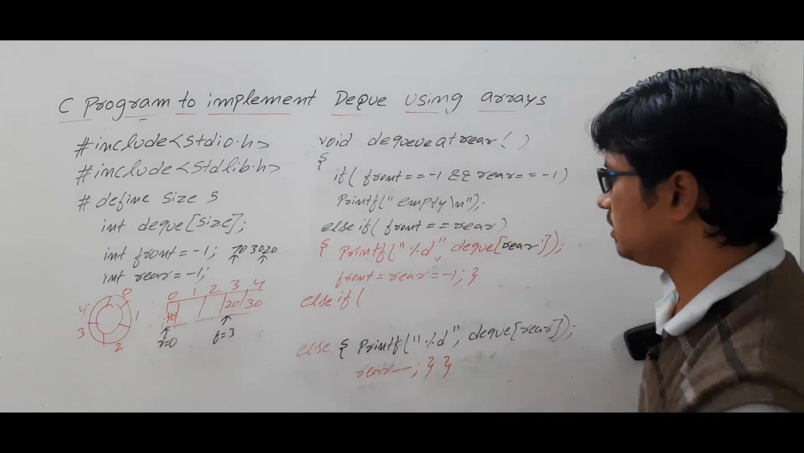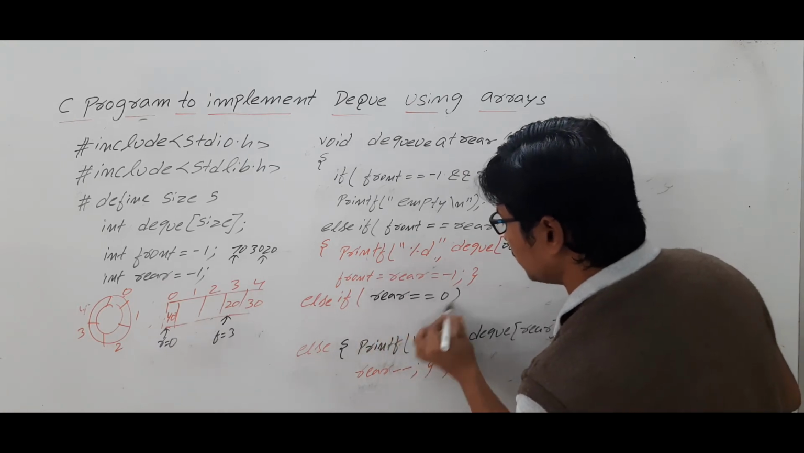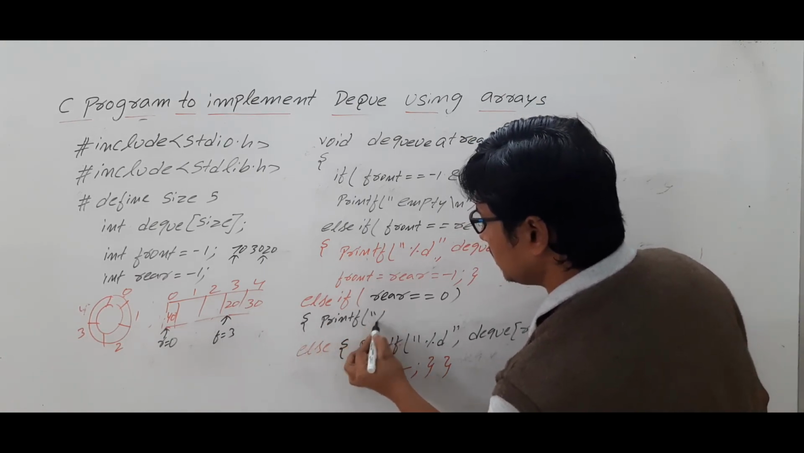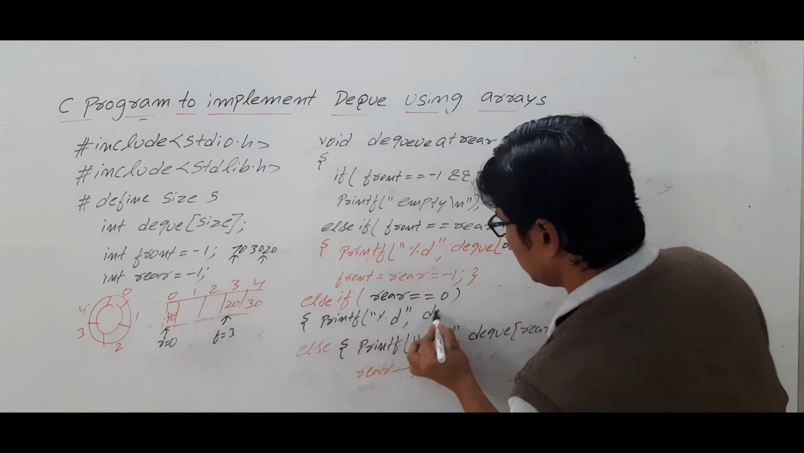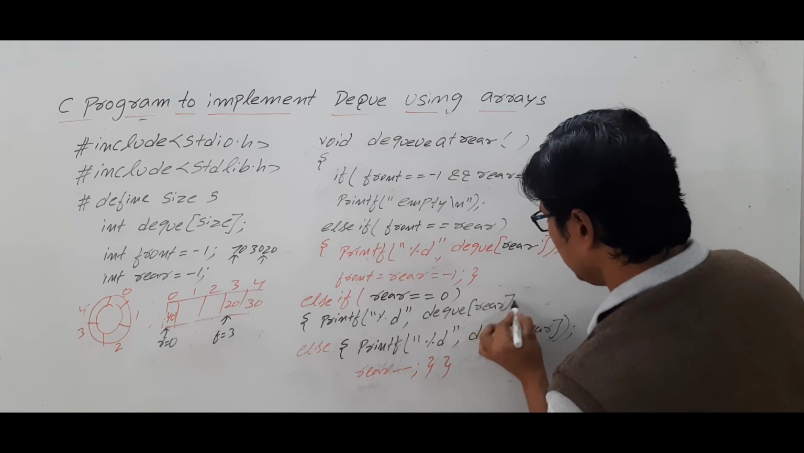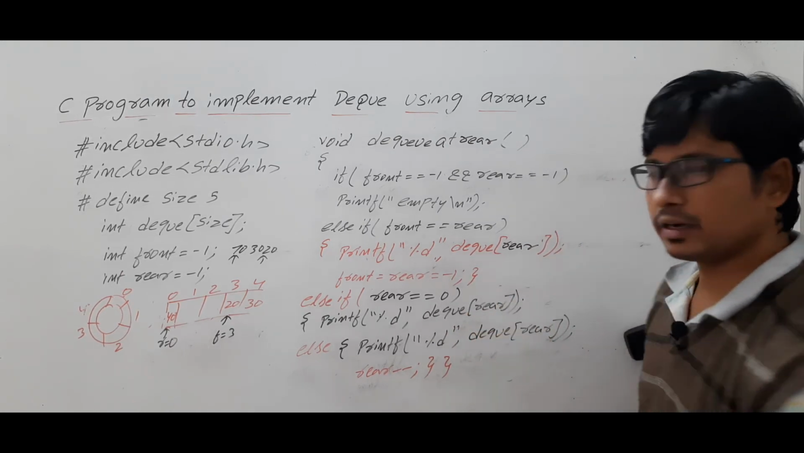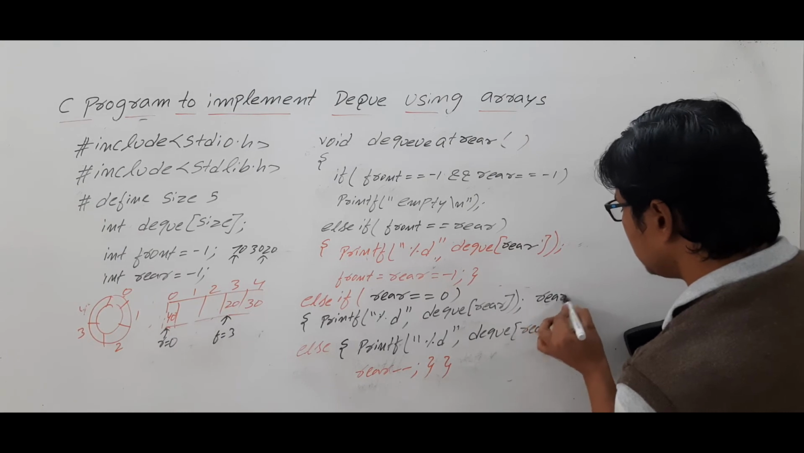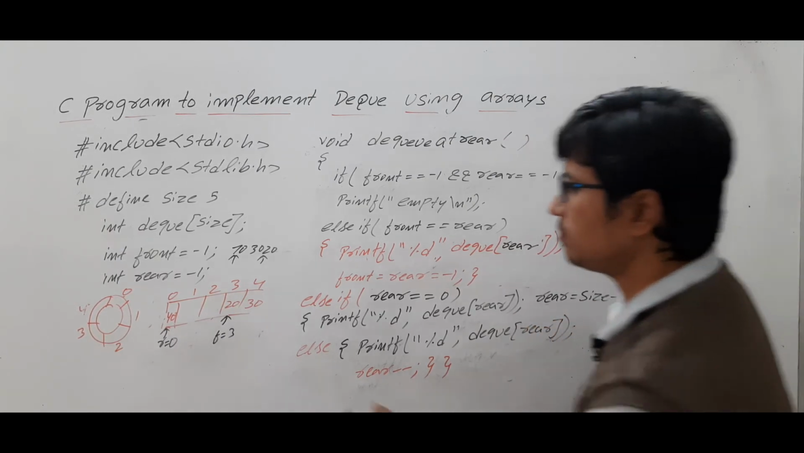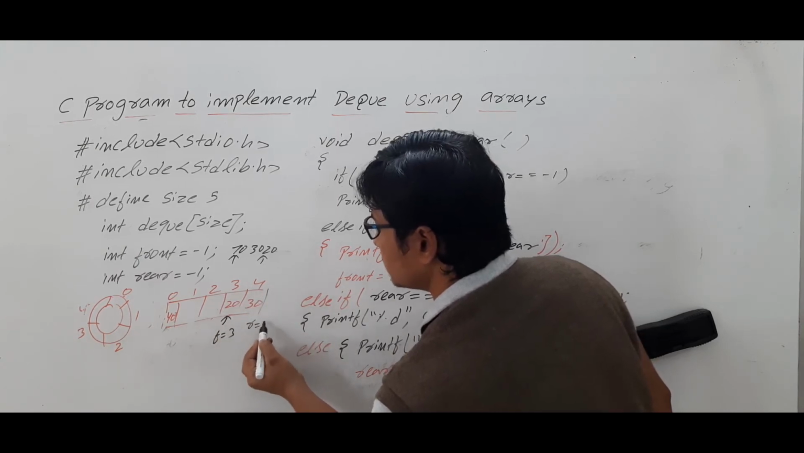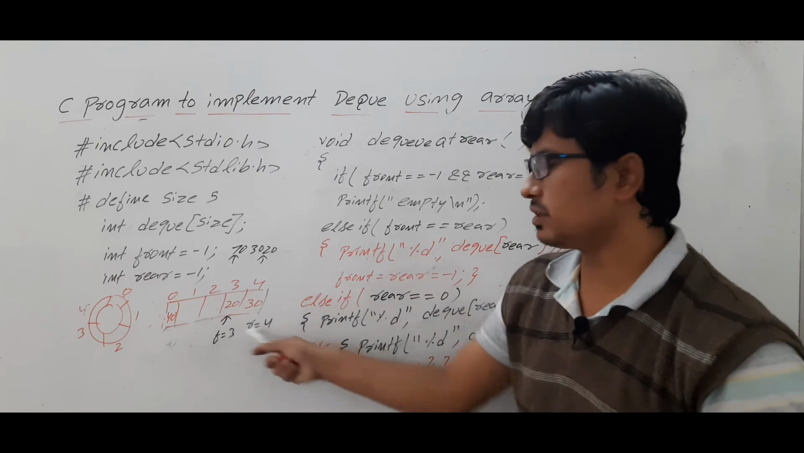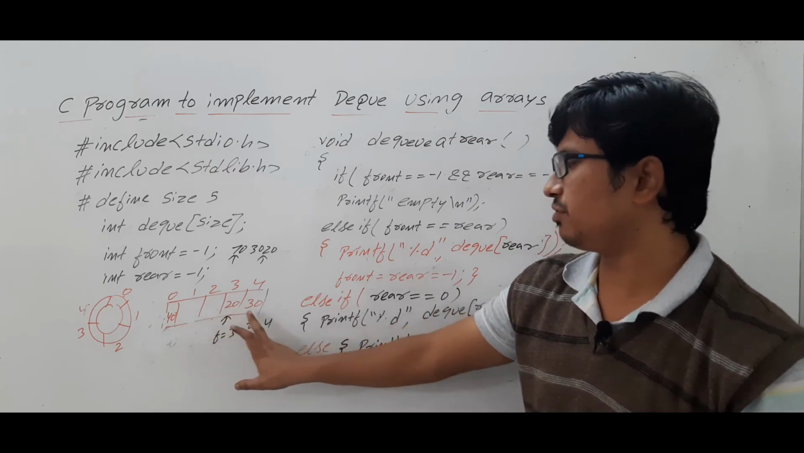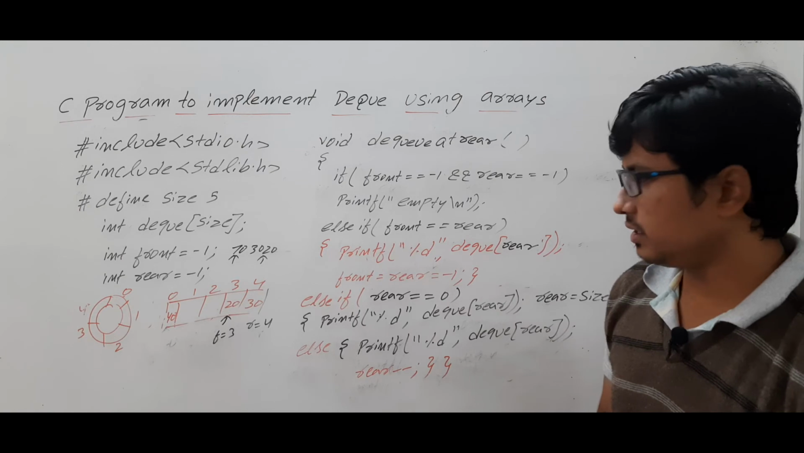So what you can do is, if rear is equal to 0, then again you display the element which you are deleting. In this case 40 will be displayed. Dequeue of rear, close the printf and enter the semicolon. Then what you need to make? You need to make rear equal to size minus 1. So rear will become 4 in this case, because the array size is 5. So 5 minus 1 is 4. Now rear is equal to 4, so front is equal to 3, rear is equal to 4. If someone asks you to display the elements from front to rear, you can display them. Is it clear? I hope you have understood.